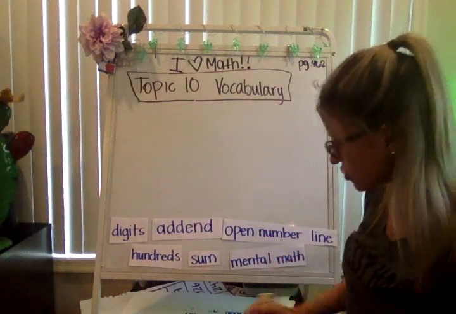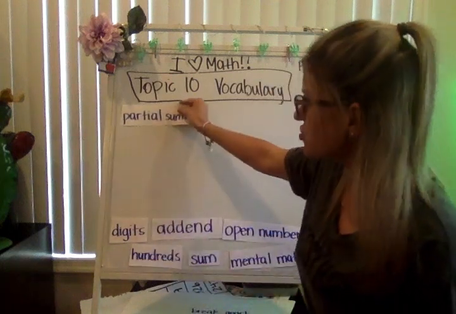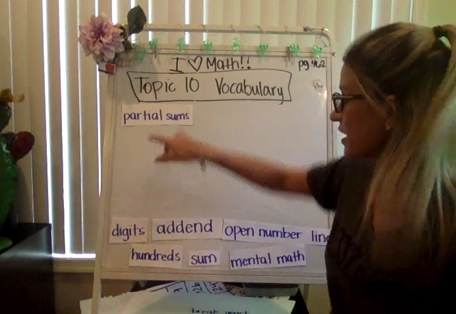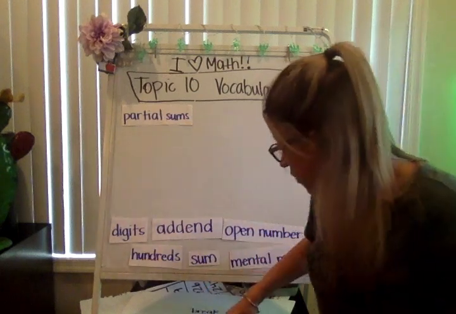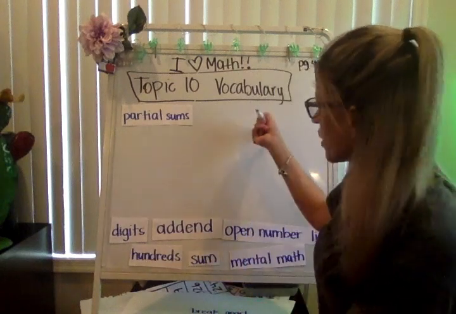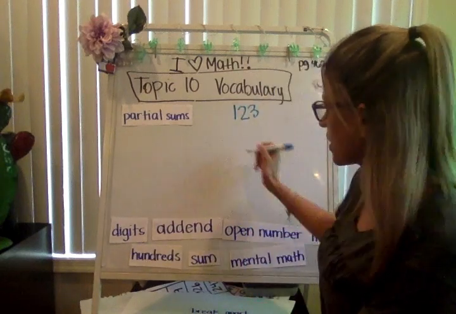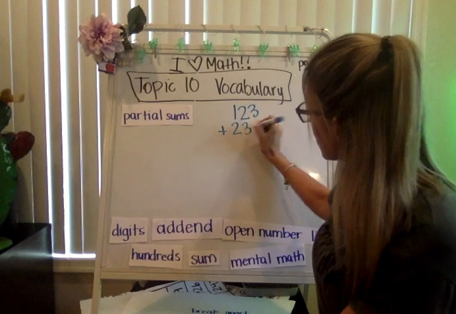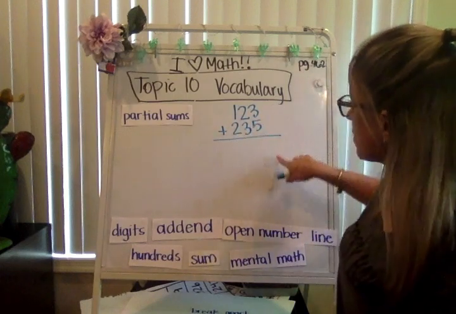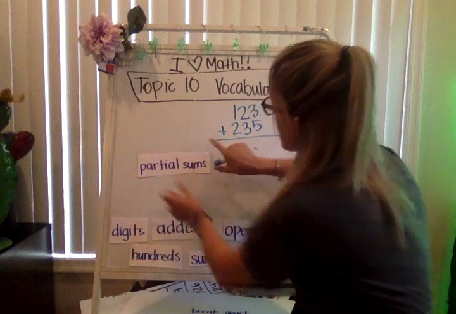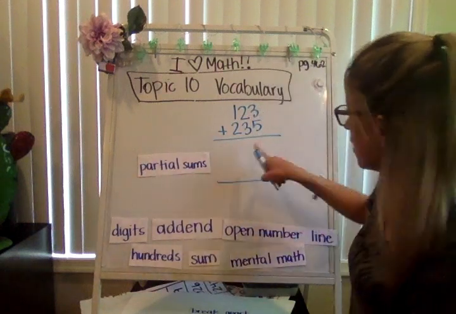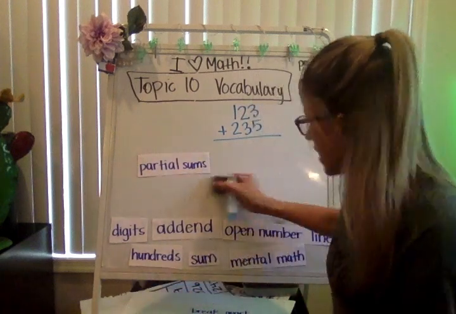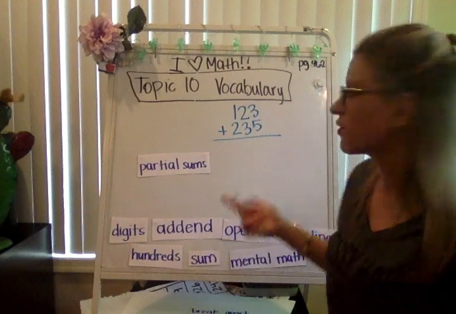Let's keep going with our partial sums. Partial sums was something that we have talked about in previous lessons during our EnVision math curriculum. When we are working with some work, I'm going to just go back to that number 123, and I'm going to add another number to that, 235. The numbers that are in between, right in here, will be called our partial sums. So let's go ahead and fill those in and find out what the partial sums are for this equation.